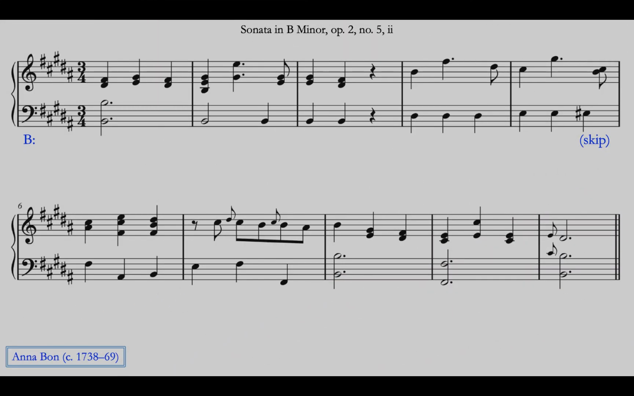Back to Venice for a keyboard sonata by Anna Bond. The sonata as a whole is in B minor, but the passage you'll hear is performed in B major. Can you spot some 6/4 chords, and let's see if we can identify which paradigms they involve.